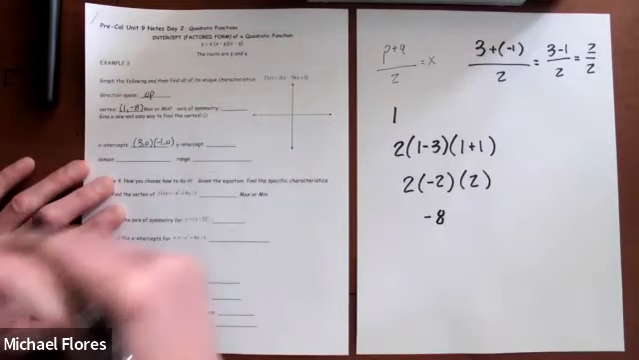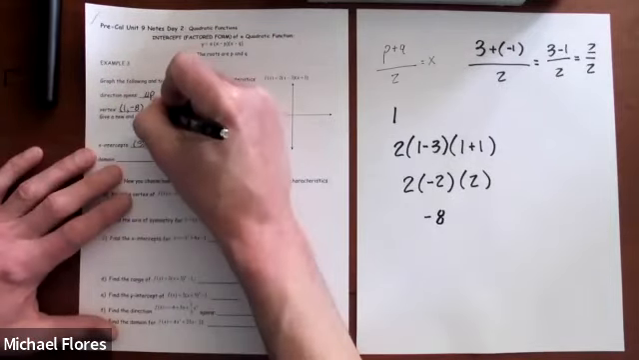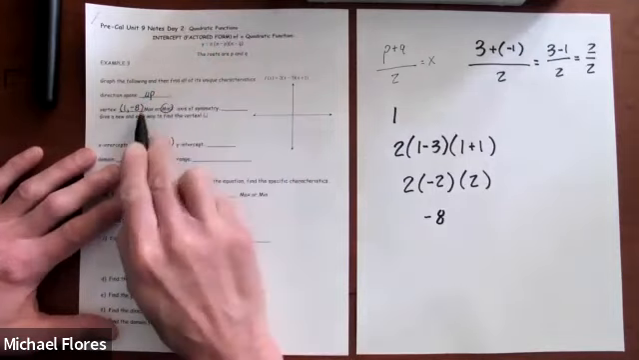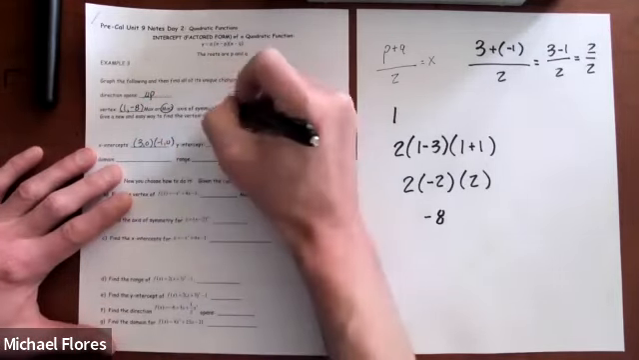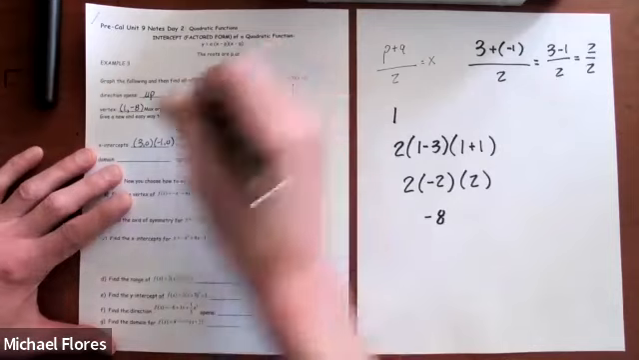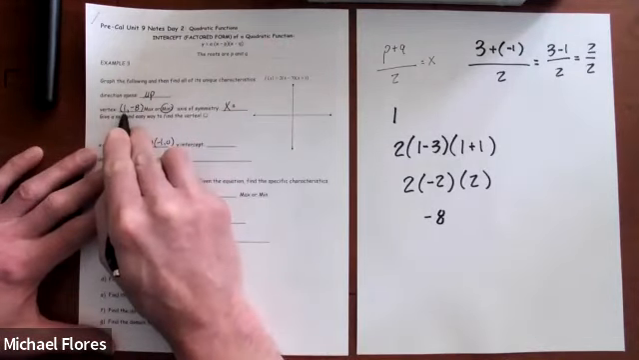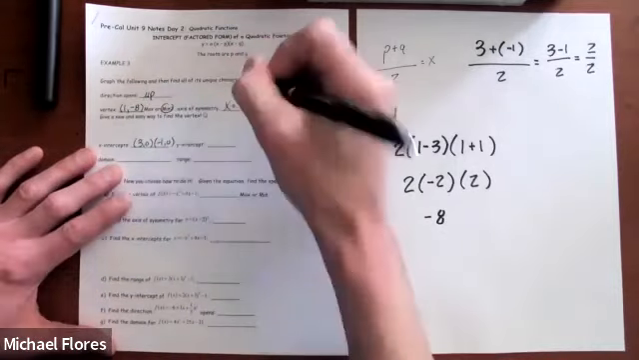Since this opens up, we're going to have a minimum, and we'll have a minimum value at -8. Axis of symmetry. X equals, it's the very first value, the x value, or the h, however you want to look at it, of your vertex. So x equals 1.